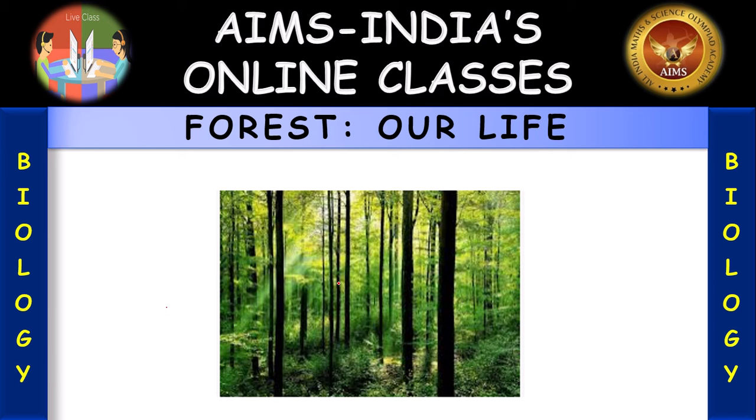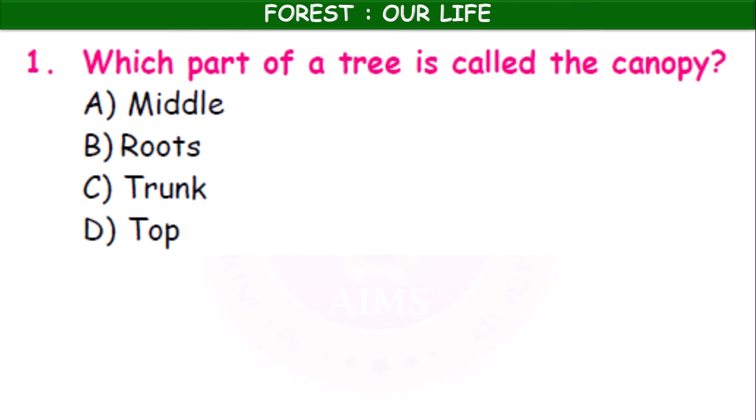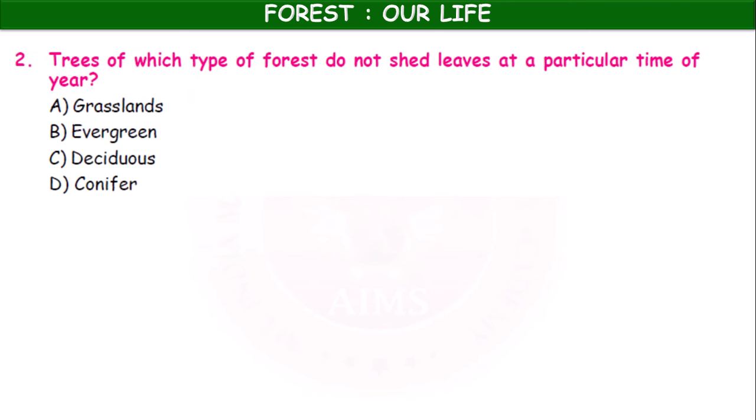Okay children, are you ready for the Olympiad exercise? Let us proceed. Question number 1. Which part of a tree is called the canopy? The middle part, roots, trunk, the top. It is the top portion of the trees that forms the canopy of the forest. The trees of which type of forest do not shed leaves at a particular time of year? Grasslands, evergreen, deciduous, conifers. It is an evergreen forest.